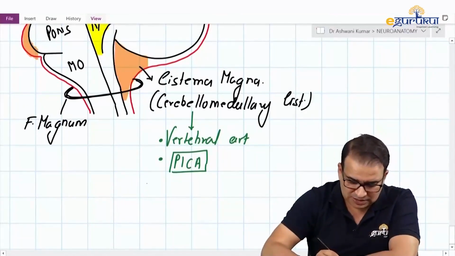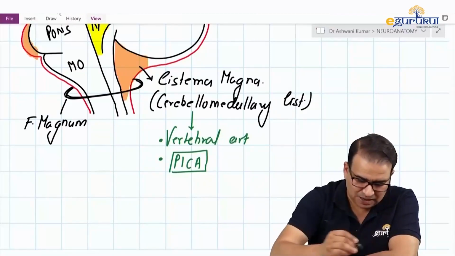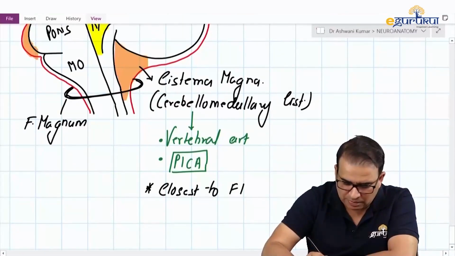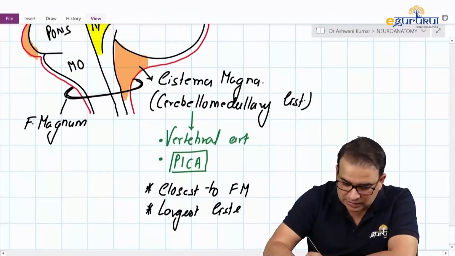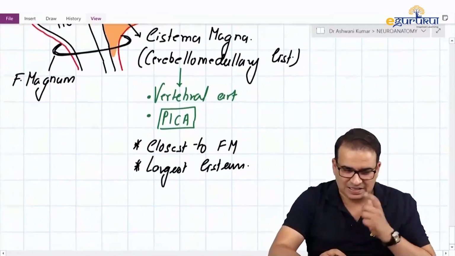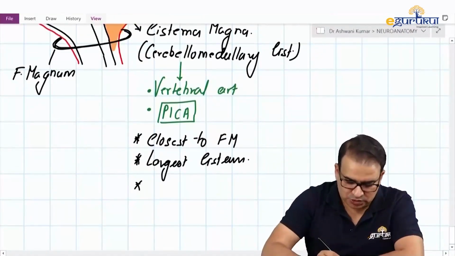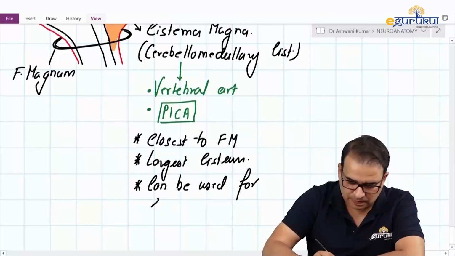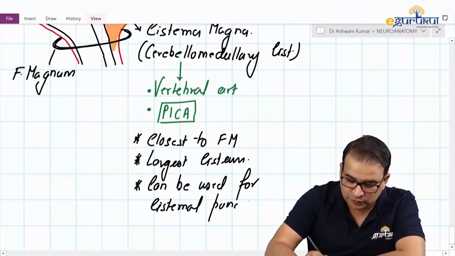But this cisterna magna, as I said, is closest to the foramen magnum, one important thing. Number two, it is the largest also. It's the largest cistern. So for both these reasons, it can be used for cisternal puncture.